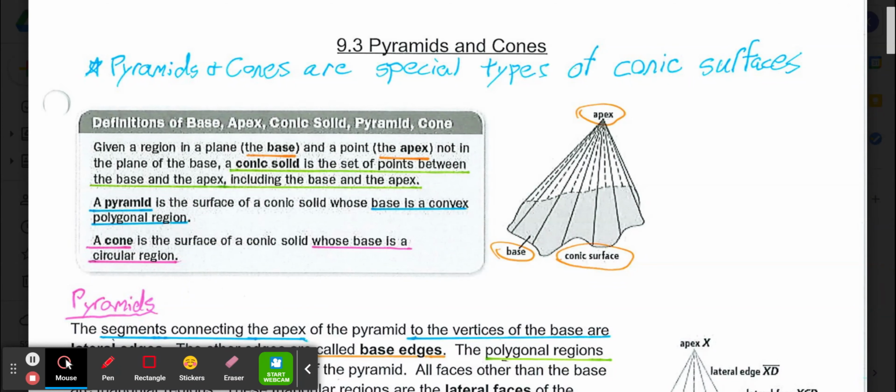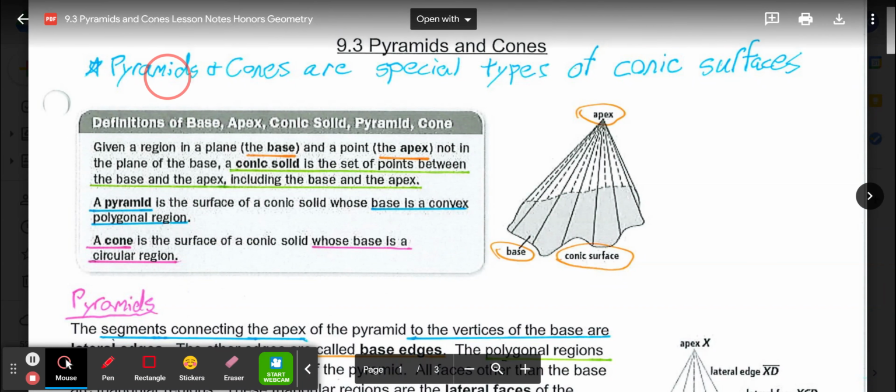So to begin with, obviously we're looking at pyramids and cones, and you want to understand that pyramids and cones are special types of conic surfaces. In our last lesson, we were looking at prisms and cylinders being special types of cylindrical surfaces. Now we have pyramids and cones being special types of conic surfaces, or conics.